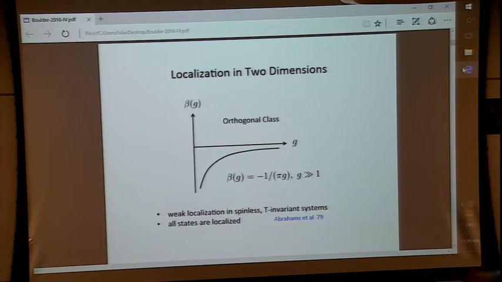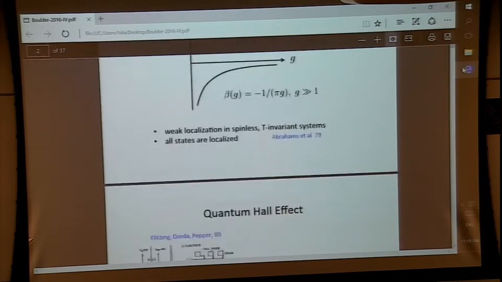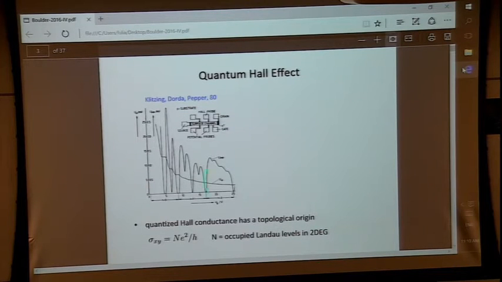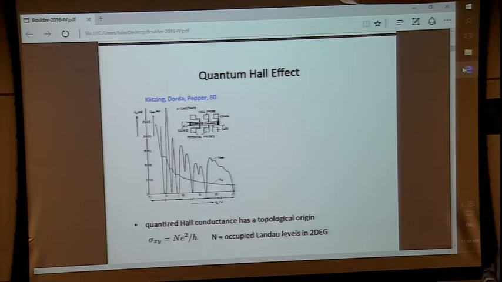So that's why it's reasonable to extrapolate that for all values of G in this symmetry class, the beta function is negative. So the conductance becomes smaller and smaller if you increase the system size, that all states are localized. However, we see that since the 1980s, since the discovery of the integer quantum Hall effect, something unexpected happens that doesn't quite fit into what I just described.